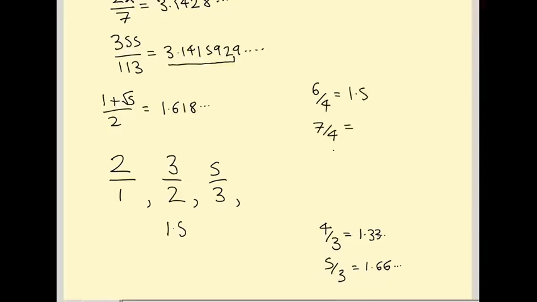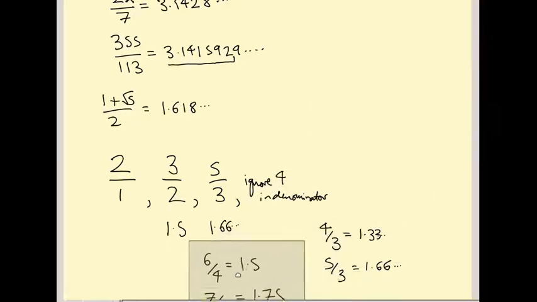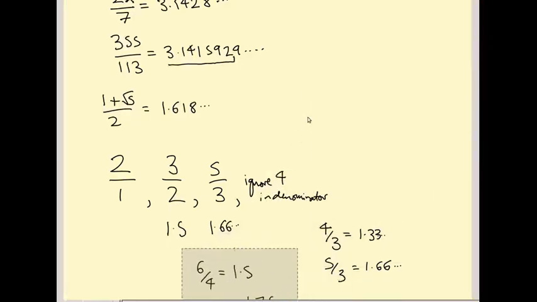7/4 is 1.75. That's also no closer than 1.666, which is the previous best rational approximation. So we can't do any better by allowing a 4 in the denominator, so we're going to ignore it and move on to 5. I'm going to move all the working down here. So what about 5 in the denominator?